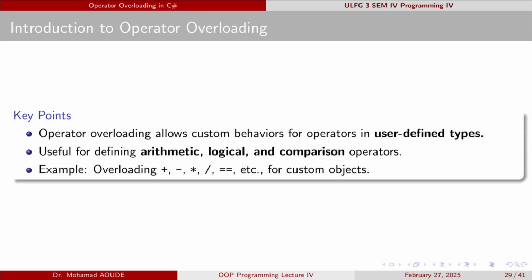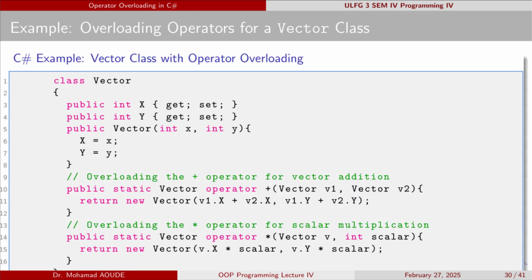Now, refreshing operator overloading. Overloading lets your objects behave naturally with operators like plus, minus, equals, etc. The purpose here is intuitive code. Your classes should behave like built-in types whenever appropriate. In the vector class, we overload plus to add two vectors, star to multiply a vector by a scalar. This reflects the mathematical reality of vector addition and scalar multiplication. Keeping object behavior consistent with real-world concepts improves program readability and reduces mistakes.